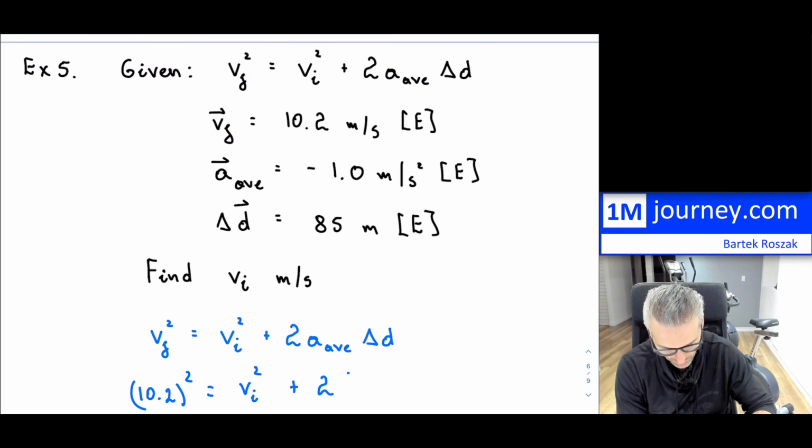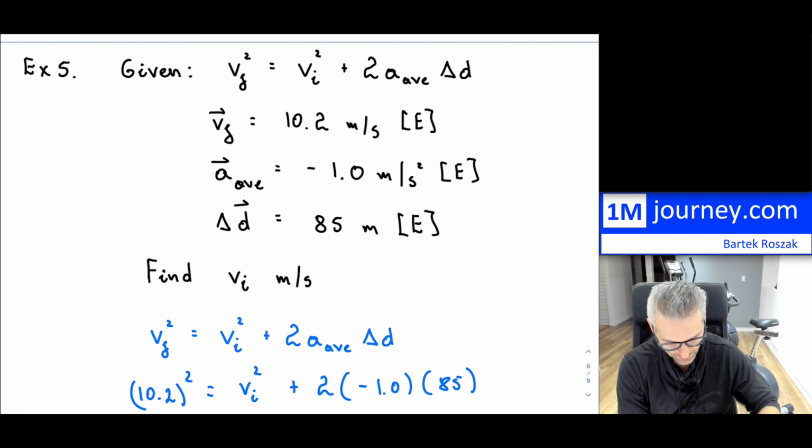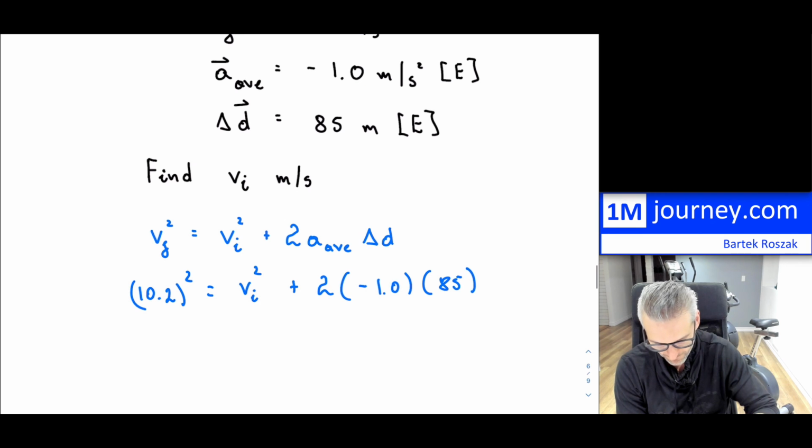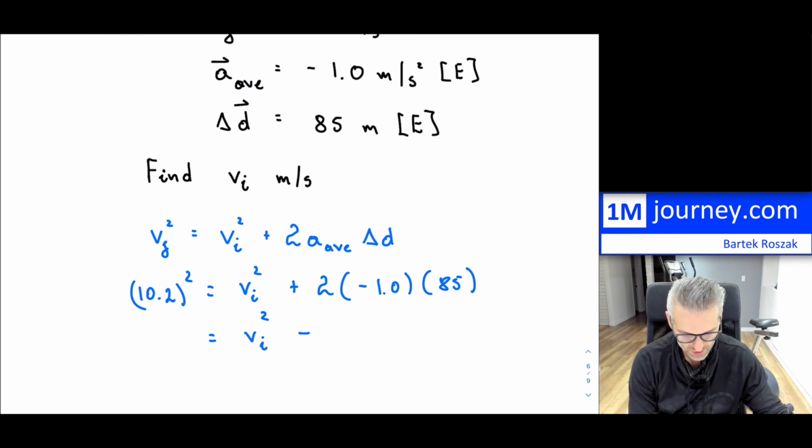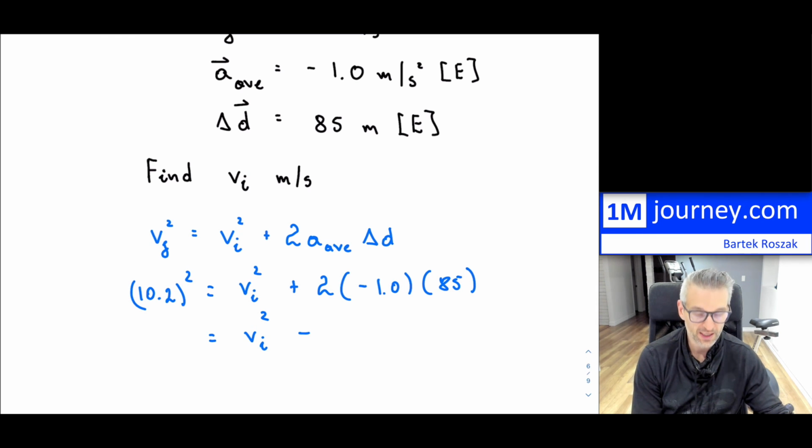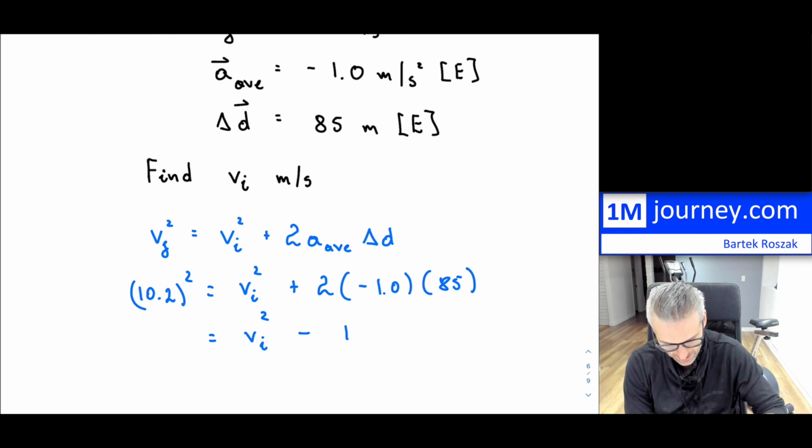It's going to be 2 multiplied by the acceleration, which is -1, and then your displacement was 85. So this is what I have in there. This is going to be negative because of that. So 2 times 1 is 2, and 2 times 85 is 170. That's what I will have over here.